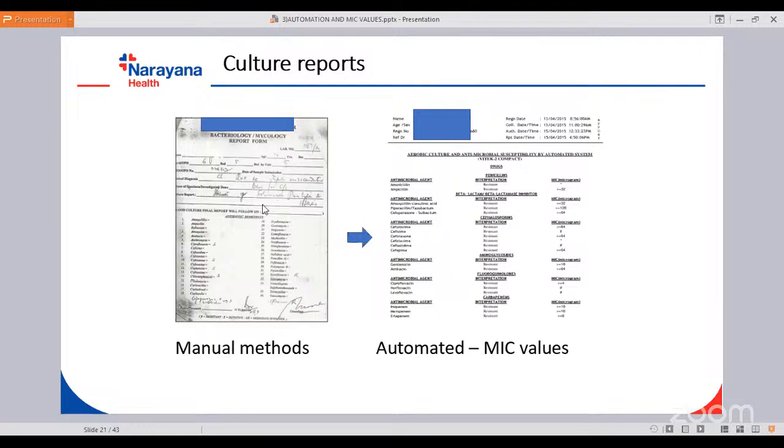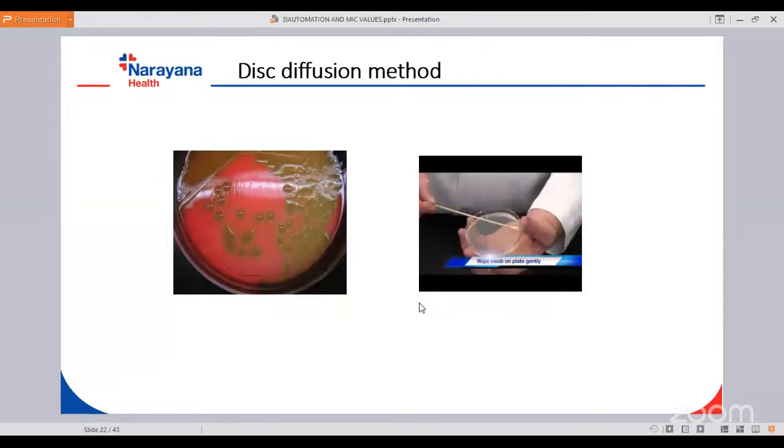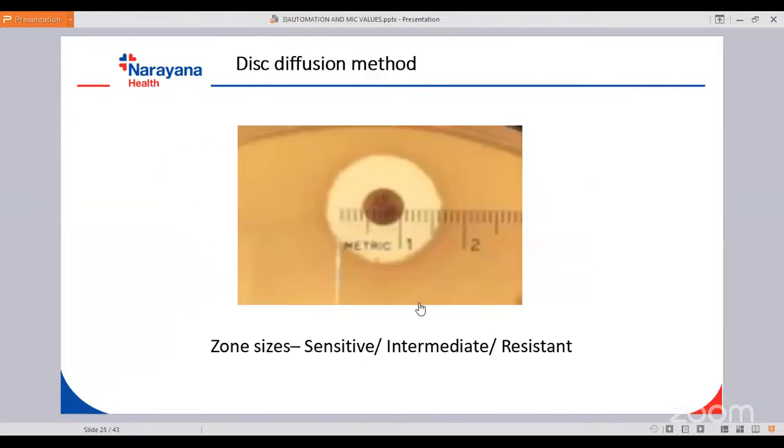So earlier you used to have reports where you had antibiotics and S and R written next to it. I've seen some reports where there was plus and plus is written, but there is no science to it. Okay, an ideal automated blood culture would have MIC values reported along with the sensitivity. So how is this automation getting done?